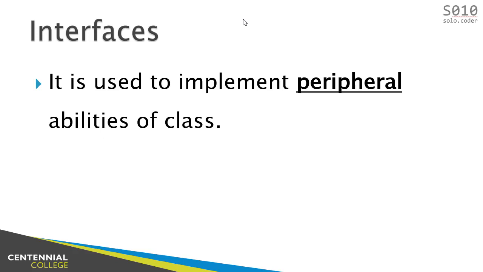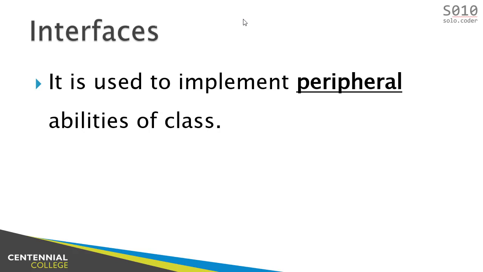Actually, I like this definition. Interface is used to implement peripheral abilities of a class. What is peripheral? Anyone can tell me what that is? Around it. It's not the core. Abstract class means that it's the core of a class. Interfaces are add-ons. You can think about plugins, add-ons. Let's add this extra feature to the class. It's just extra stuff. It's not the core of the class.